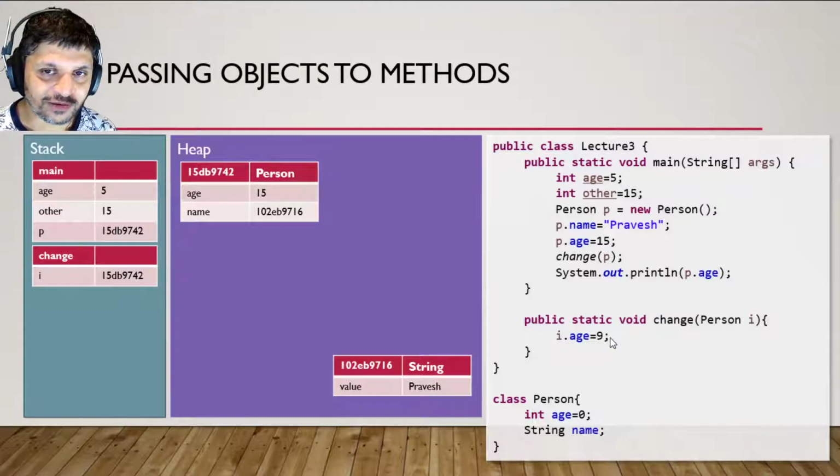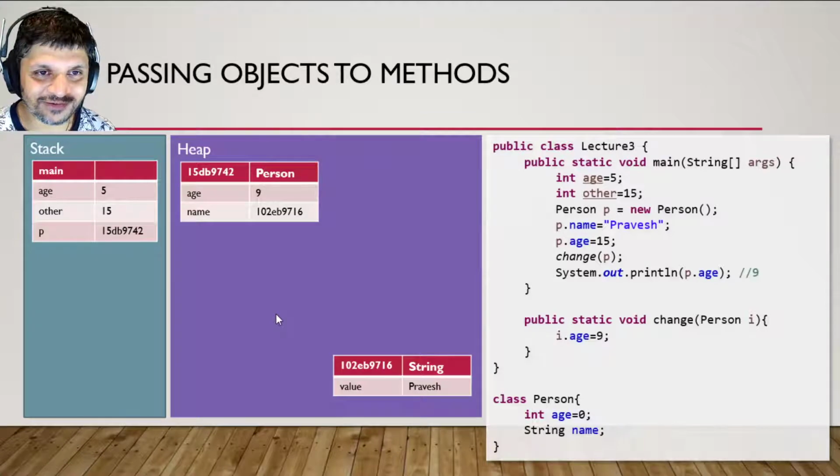In my change method, I then say i.age equals 9. What Java is going to do is look at i and follow the pointer to this object and set the age value to 9. Then I return to the main method, so my stack frame disappears. And when I print out the age variable, I now get 9. So that was interesting. Now the variable changed, right?